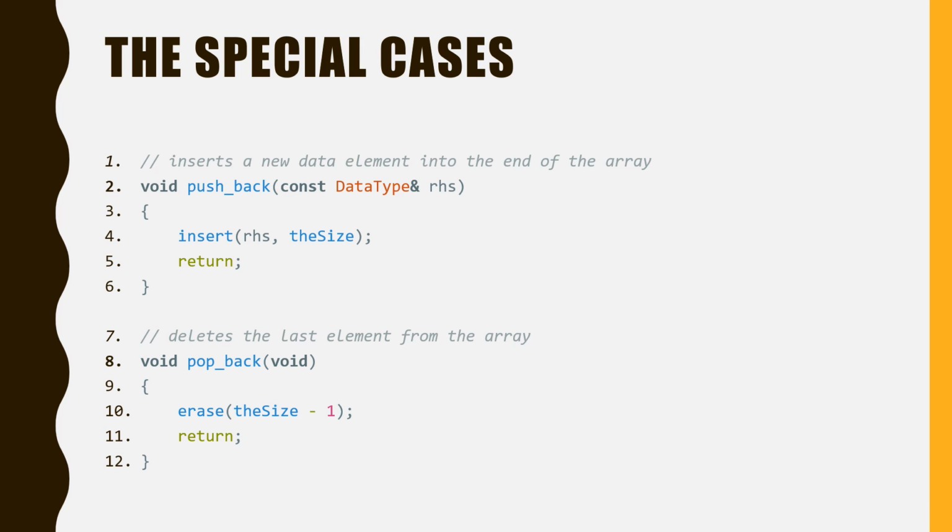Similarly, operations pushback and popback can also be implemented using the generic data insertion and deletion operations. For pushback, we simply call insert by specifying its index to be the end of the array. And we also call erase to implement the popback operation.